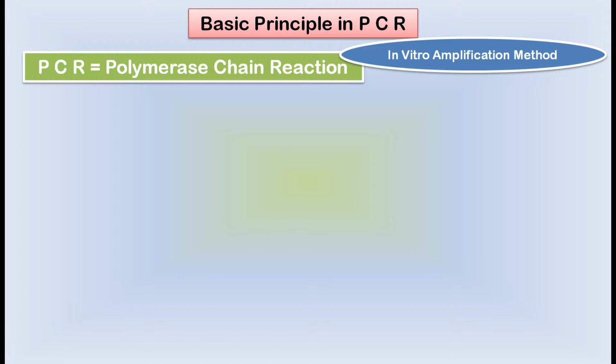So it is known as in vitro amplification. In vivo, the amplification of DNA occurs by replication, whereas in vitro, DNA is amplified using the PCR technique. So it is an in vitro amplification method. The instrument used for this in vitro amplification, that is PCR, is known as a thermocycler. So the apparatus used for PCR, the polymerase chain reaction, is the thermocycler.